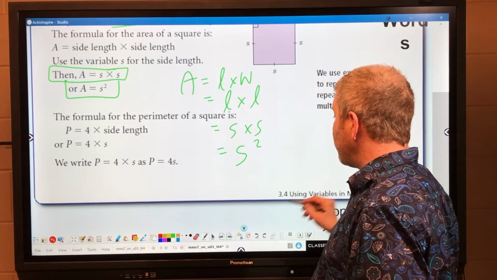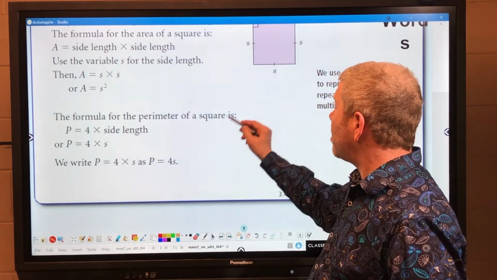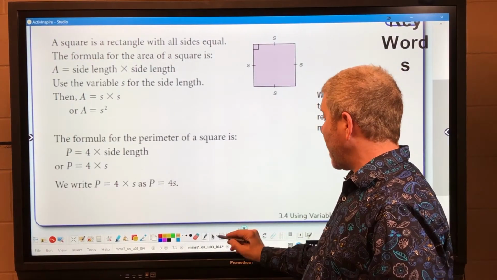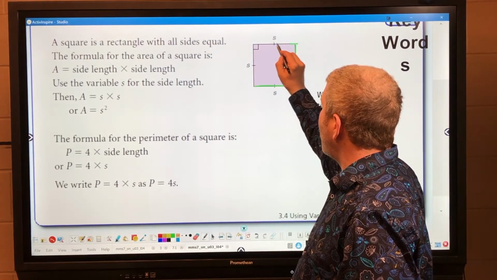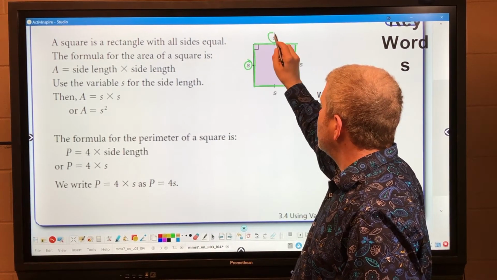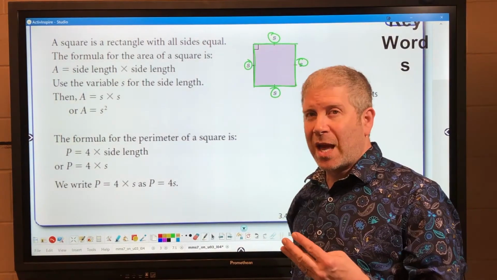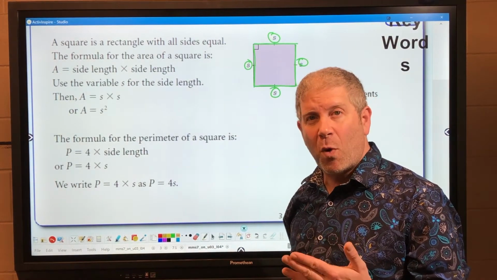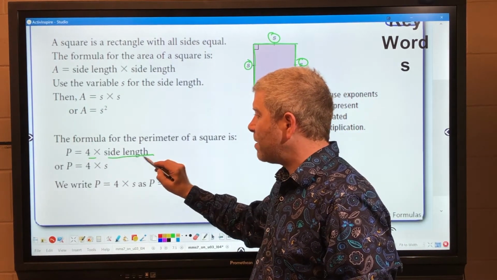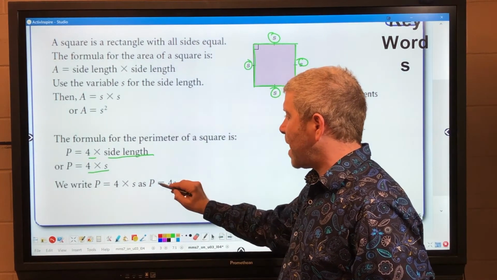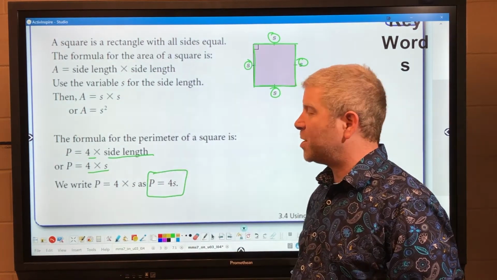What about the perimeter? The perimeter basically is going to be, as we talked about, adding all our sides. There are 4 sides here. So we're going to add 4 S's together, which is the same as multiplying 4 times S. So 4 times our side length, and in the simplest form, perimeter is 4S.